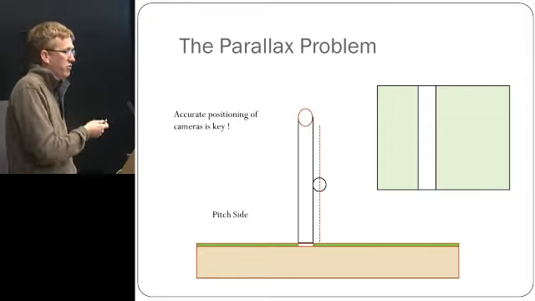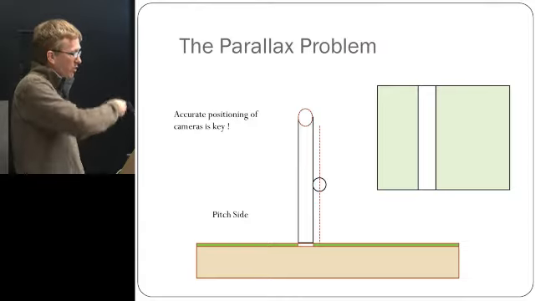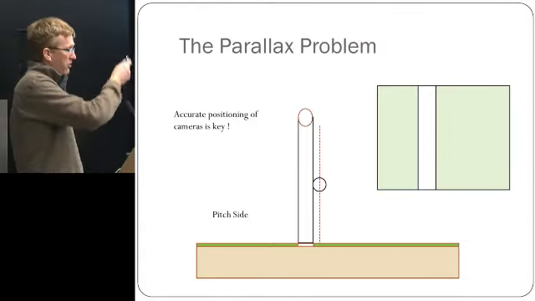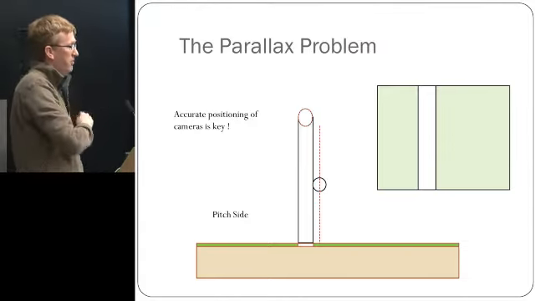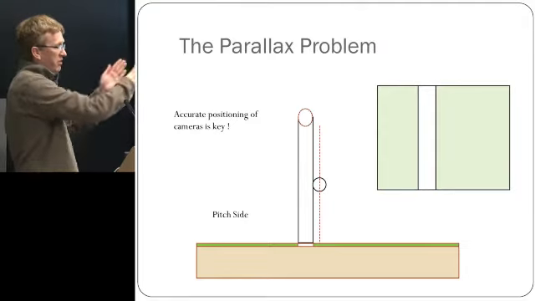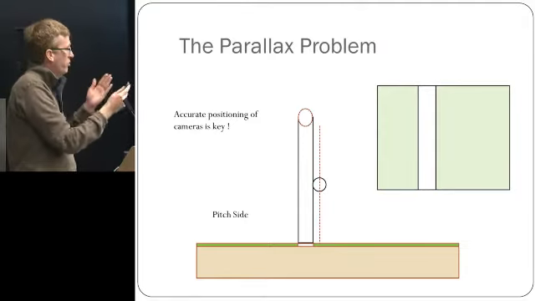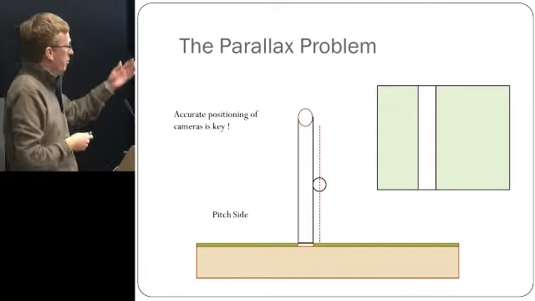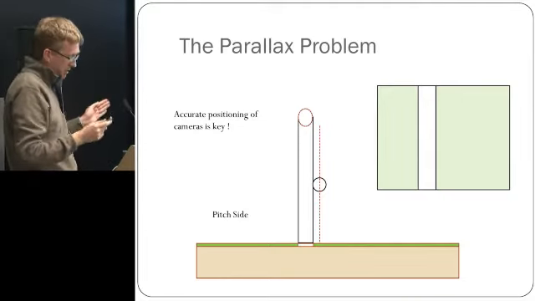You see it every day if you're driving in a car along the road, you've got telegraph poles, and there's obviously stuff in the distance. The poles appear to move relative to things in the distance. That's what basically parallax is. Or put it this way, we need the camera in the right place, okay?